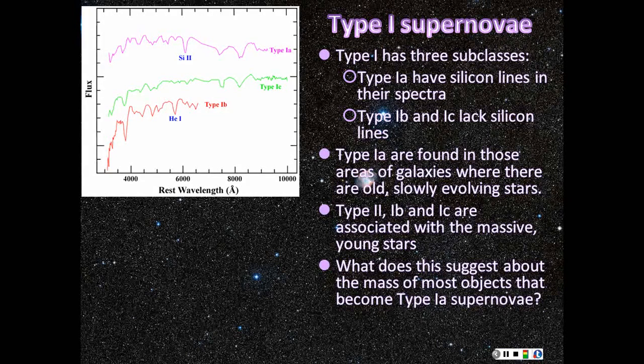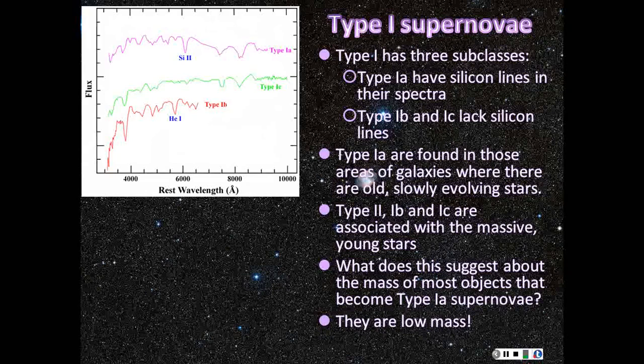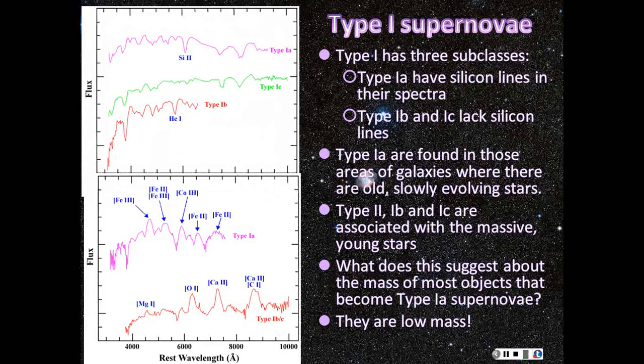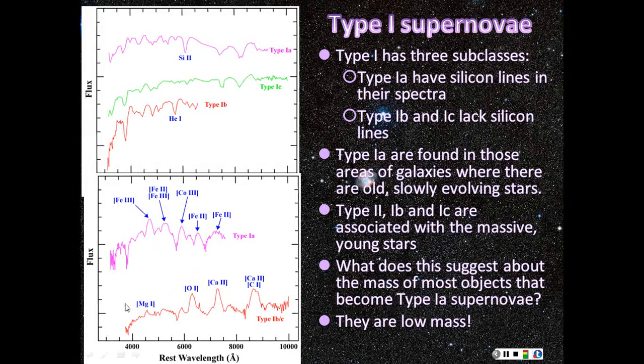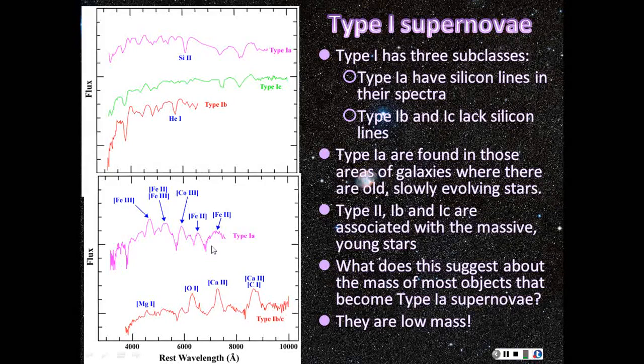And the most logical conclusion to draw from where we find them is that the type 1a's are low mass. Then how do they go supernova? Well, we'll come back to this, but one of the things that's interesting is that if we look at the spectrum over time, this is actually looking at the spectrum of a 1b, and this is a 1a later on, and you can see they're quite different in the elements that you're seeing in the spectrum.